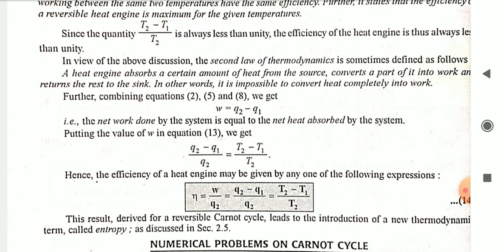Putting the value of W in this, we get Q2 minus Q1 upon Q2 is equal to T2 minus T1 upon T2. And hence the efficiency of a heat engine may be given by any one of the following expressions. Eta is equal to W by Q2 is equal to Q2 minus Q1 upon Q2 is equal to T2 minus T1 upon T2. This result derived for a reversible Carnot cycle leads to the introduction of the new thermodynamic term called entropy, as discussed in section 2.5.